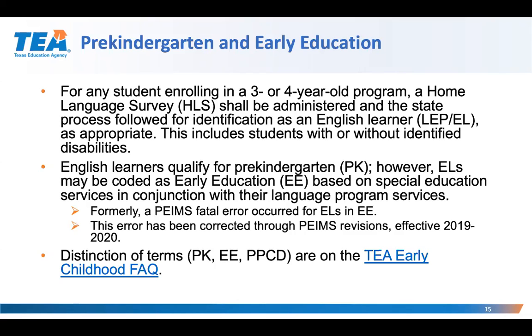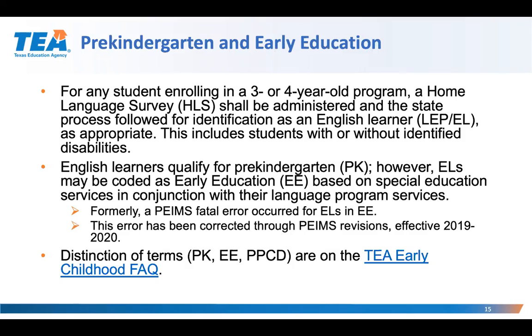This includes students with or without identified disabilities. So whether or not the student has been identified as having disabilities, the student who is enrolling in school to generate ADA, enrolling in a 3-year-old program or a 4-year-old program, the home language survey is administered and the appropriate state process for identification is followed. English learners qualify for pre-kindergarten by the nature of being identified as an English learner, which automatically qualifies them for pre-kindergarten.